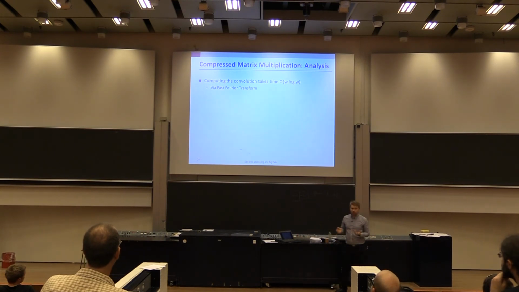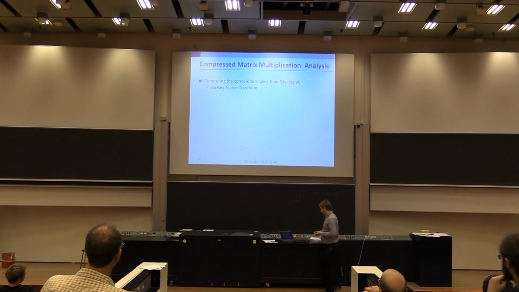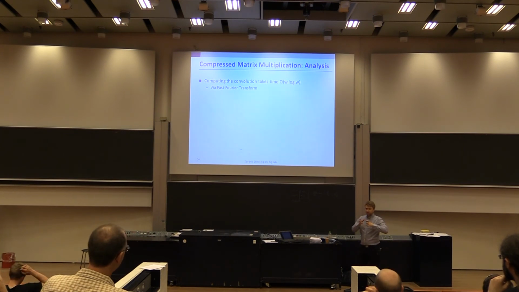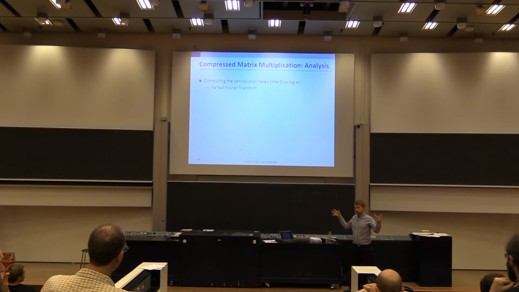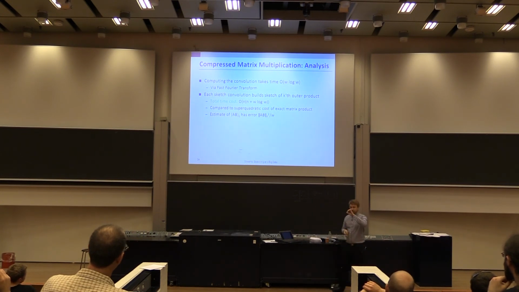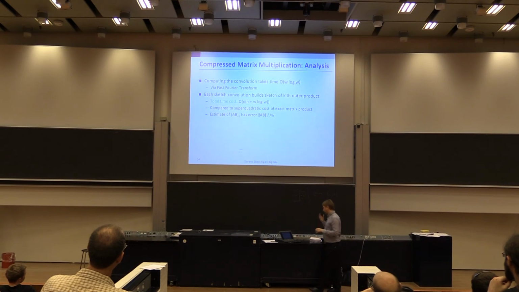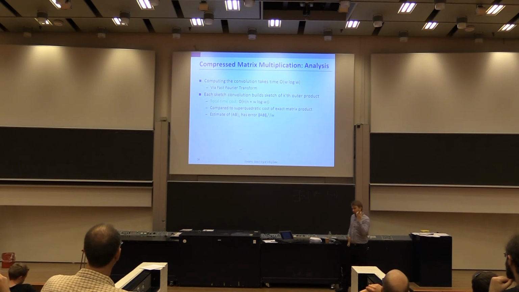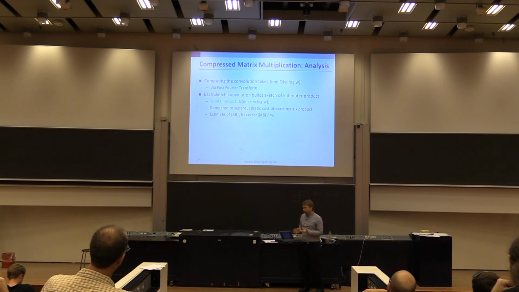So convolution is a nice operation to use because I can do it quickly using fast Fourier transform. And moreover, I'm taking the convolution of sketches, so I'm using something that's proportional to the size of the sketch rather than something that's proportional to the size of the matrix. Each sketch convolution gives me a sketch of the kth outer product. So I take n outer products. In each outer product, I look at n entries in the corresponding row and column, sketch those, and then do the convolution. So what I'm ending up with is a sketch of the matrix product much more quickly than if I actually ran even the fastest matrix product algorithm and then took a sketch of that.